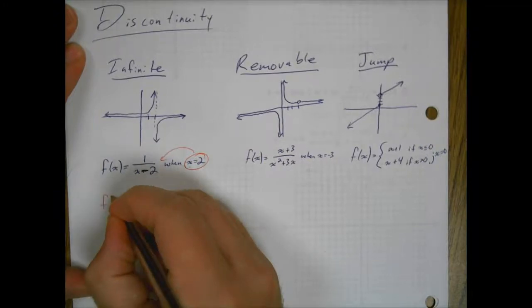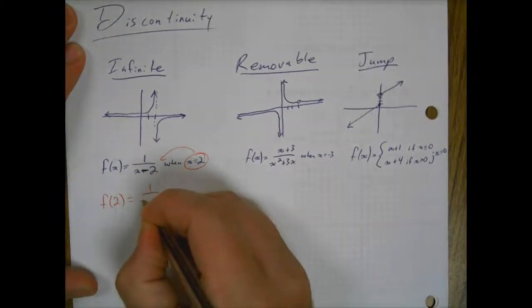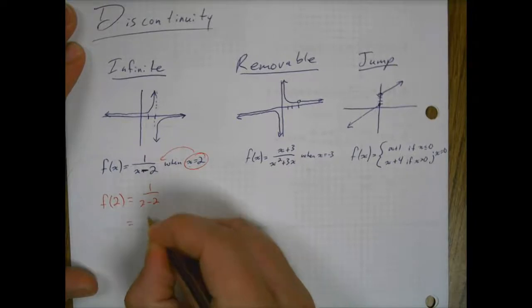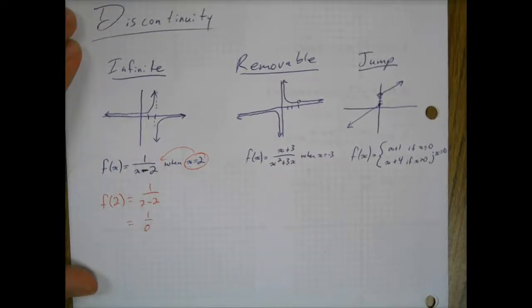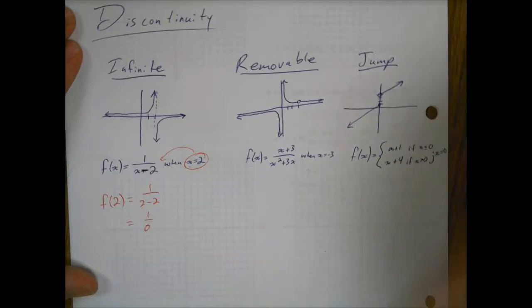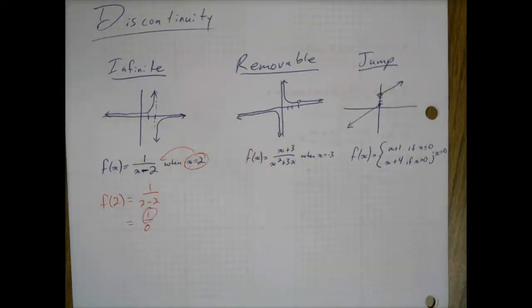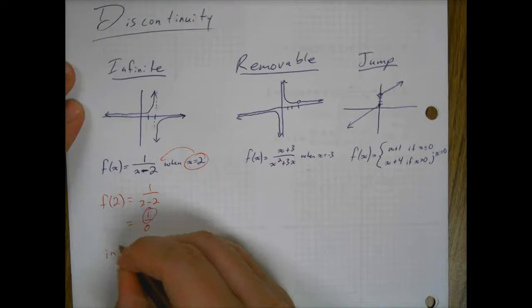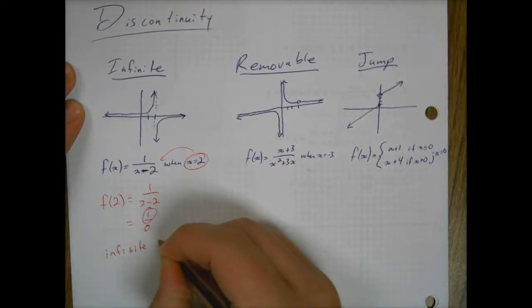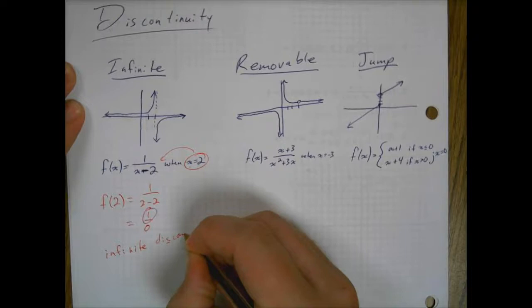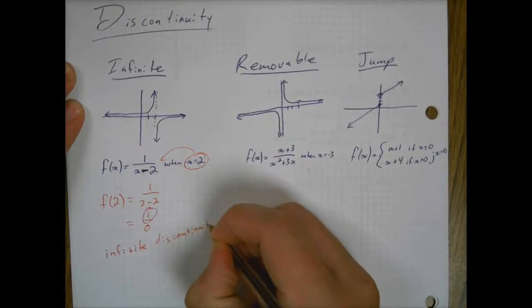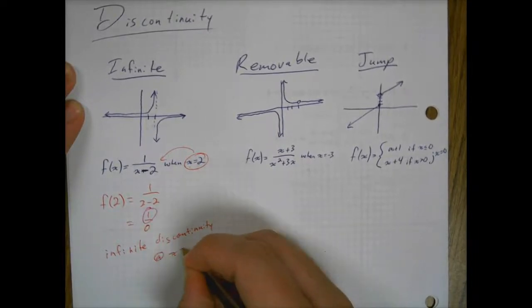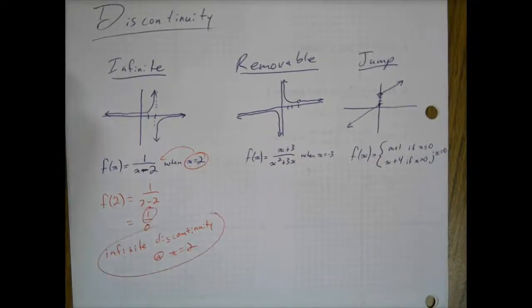into our function, f of 2 equals 1 over 2 minus 2. Well, 2 minus 2 is 0. We have 1 over 0. If you get some number divided by 0, we cannot divide by 0, but some number over 0 would tell us it's an infinite discontinuity. So you would say this is infinite discontinuity at x equals 2. Right, so that'd be your solution if it's asking what type of discontinuity it is.